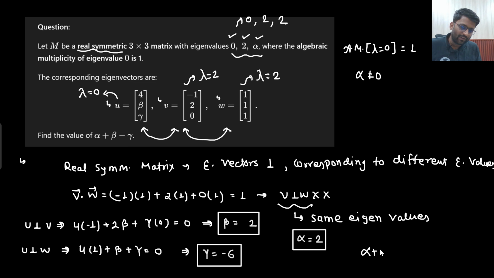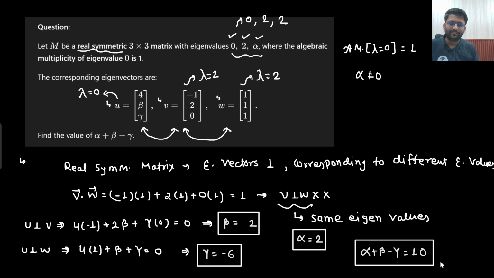So what is the answer? Alpha plus beta minus gamma is coming out to be 10. Okay, that's the answer. So it was a very good thoughtful question. Here anyone would have said that they are perpendicular, so they would have found out the value of gamma and beta, but they would think what will be the value of alpha.